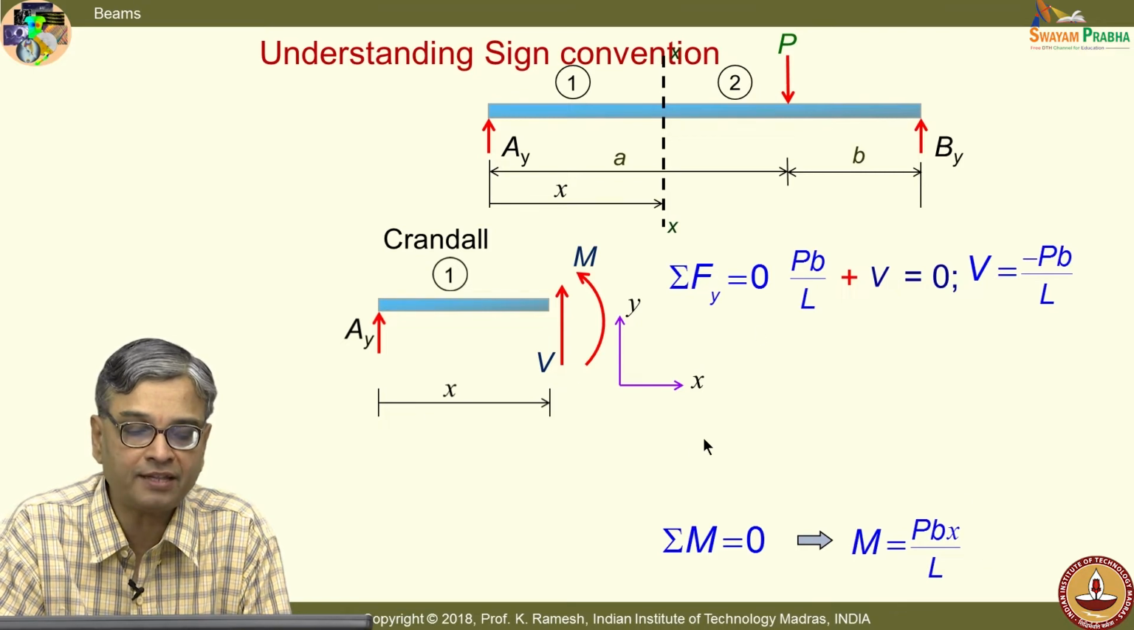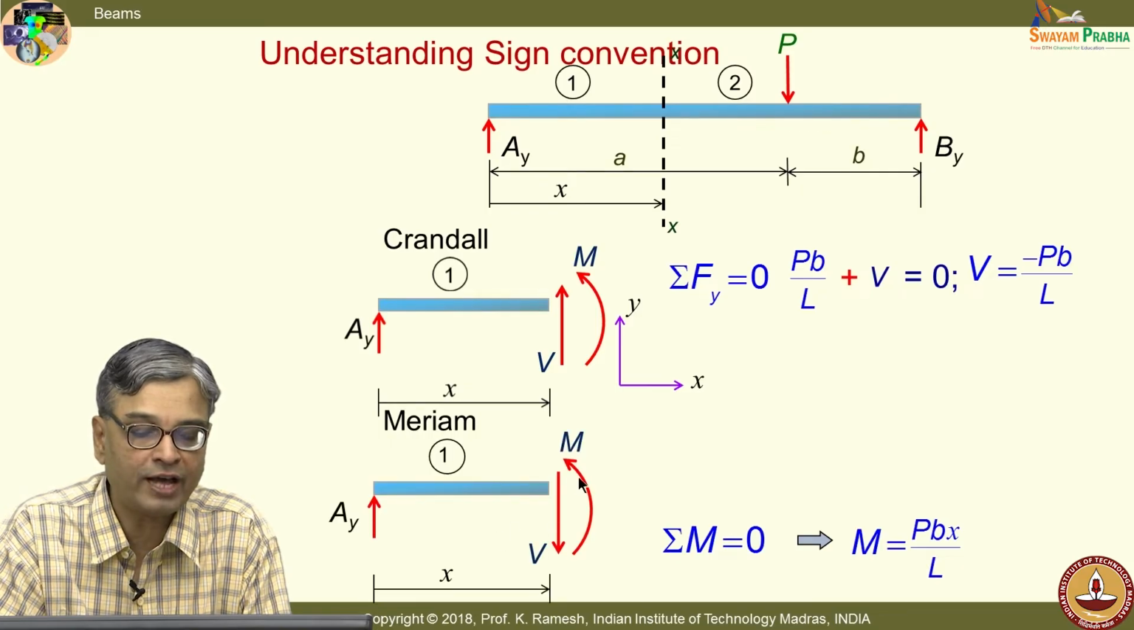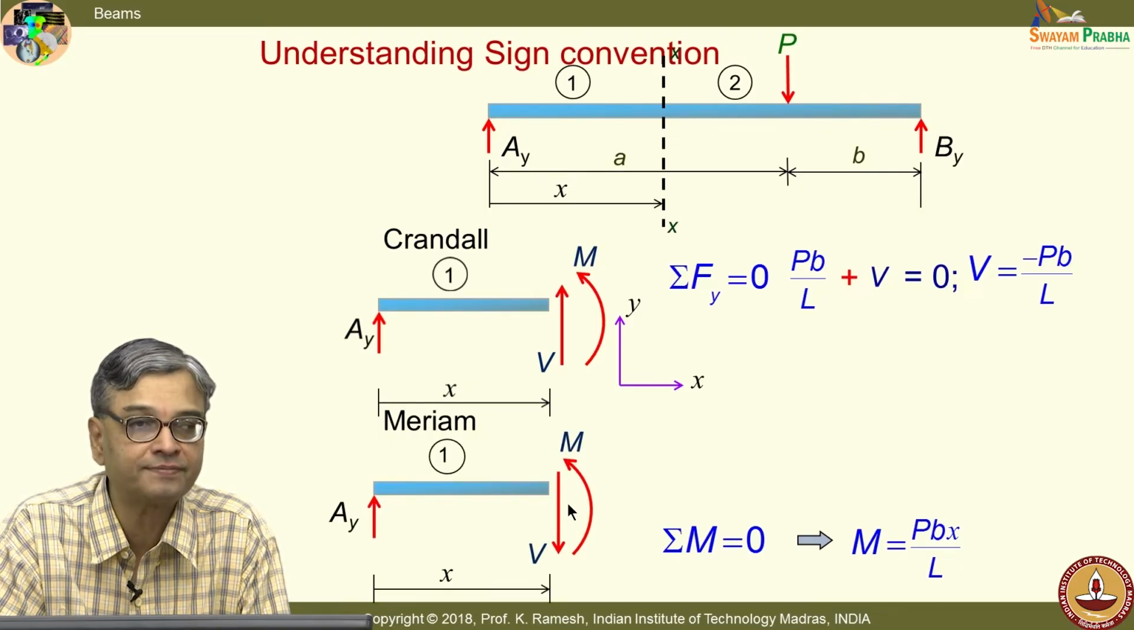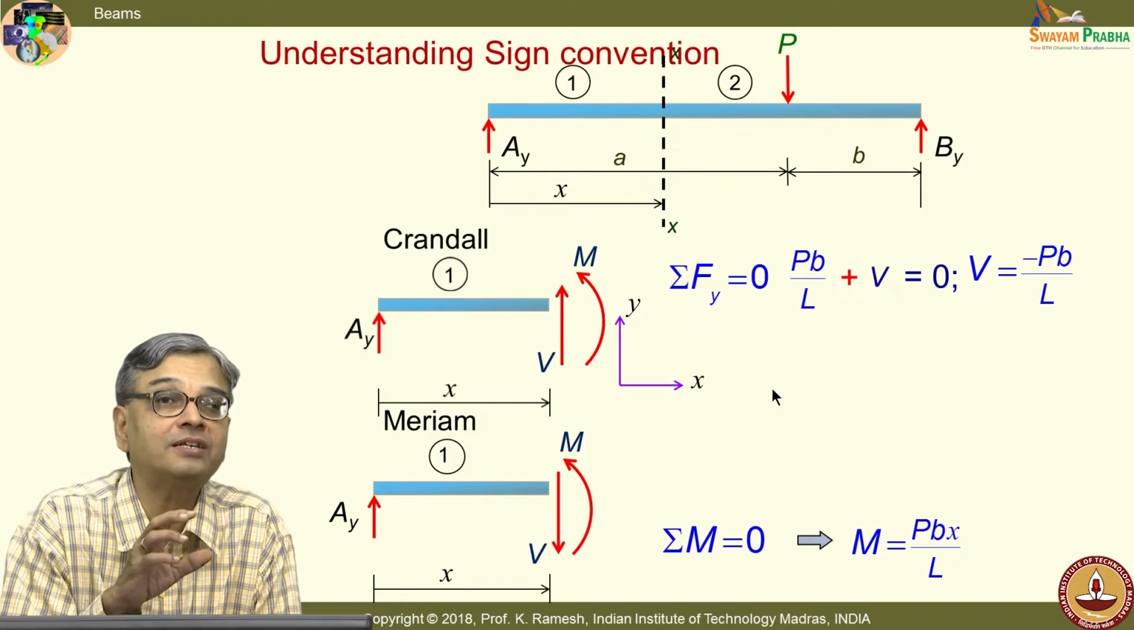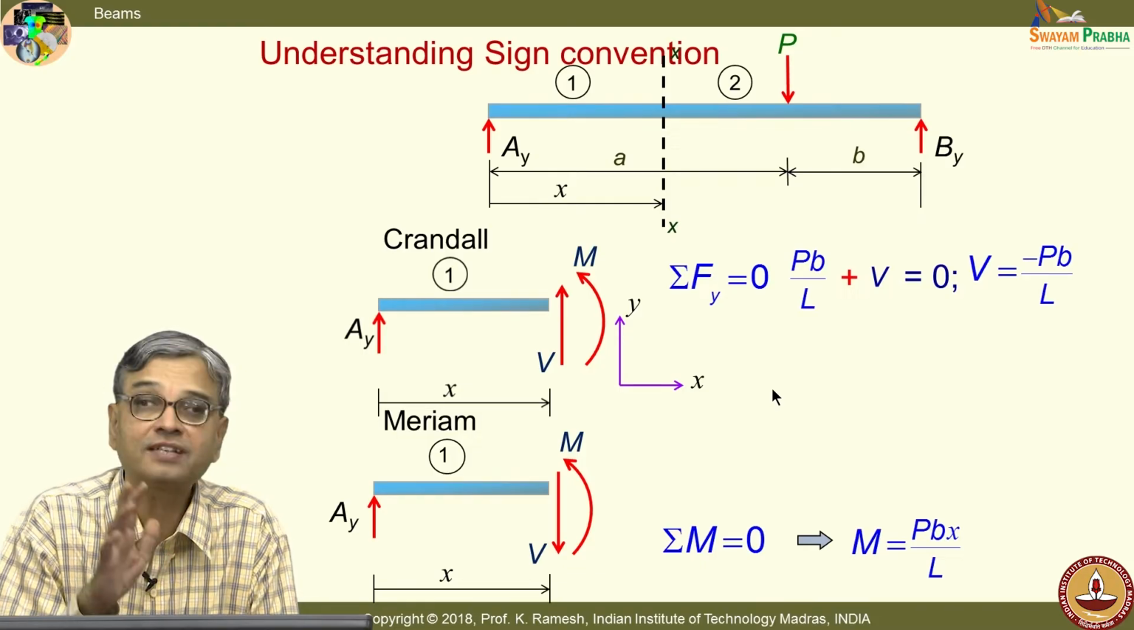Now, let me take the Merriam sign convention. I would have the force acting downwards. When I write sigma Fy equal to 0, should I put V as positive or negative? This confusion can come.